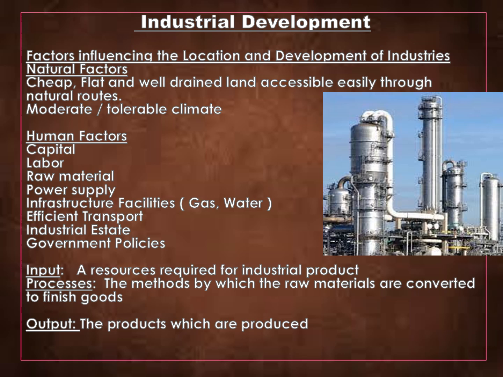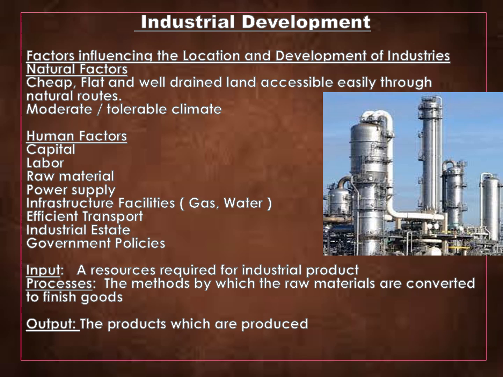Now, if we talk about the factors that influence the location and development of industries, there are some natural factors like cheap, flat and well-drained land, which is very important and should be easily accessible through natural routes. There should be a moderate and tolerable climate where the industry is set up. There are some human factors like capital, meaning money, labor, raw material, power supply, infrastructure facilities like gas and water, efficient transport, industrial estates and government policies. These are all the human factors.